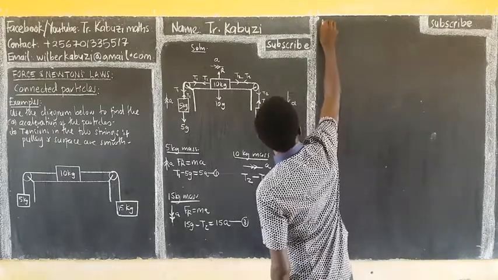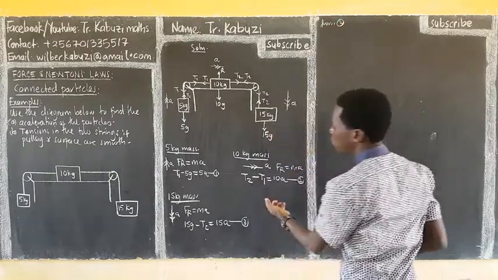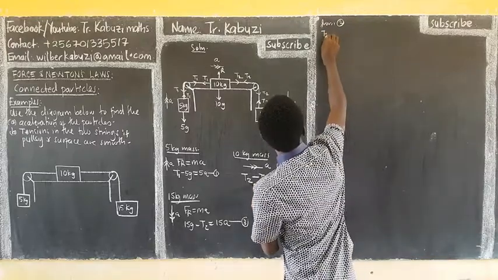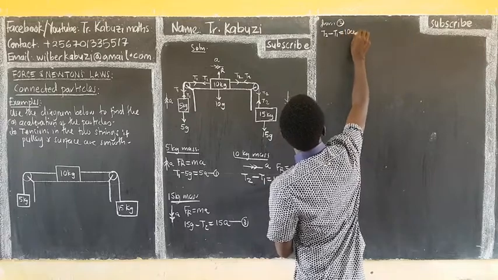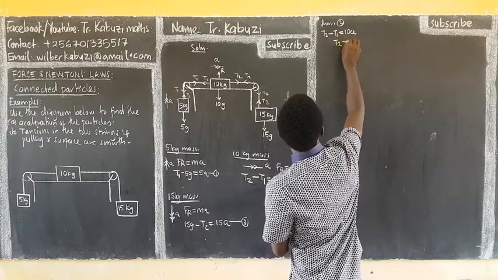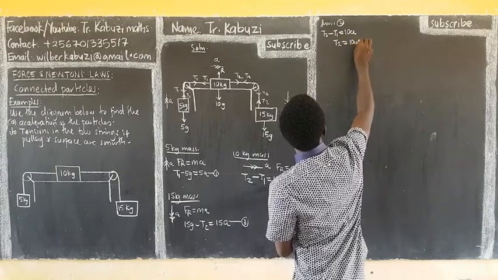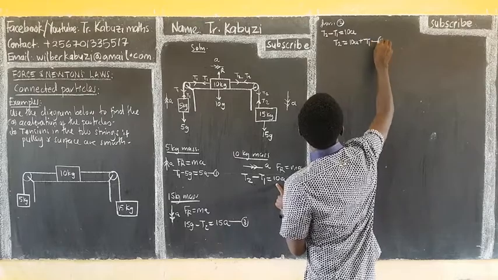From 2, you see that? Now from 2, what should we make the subject? So let us make T2 the subject. Our T2 minus T1 is equal to 10A. We make T2 the subject, so that now our answer is going to be 10A plus T1. And we call this one equation 4.